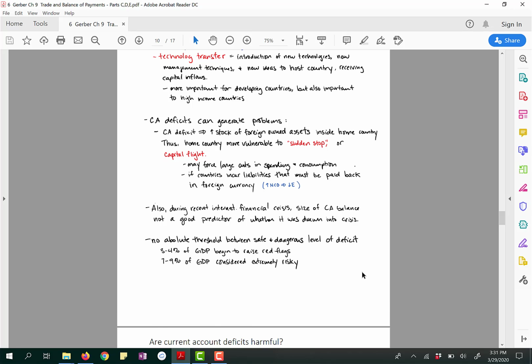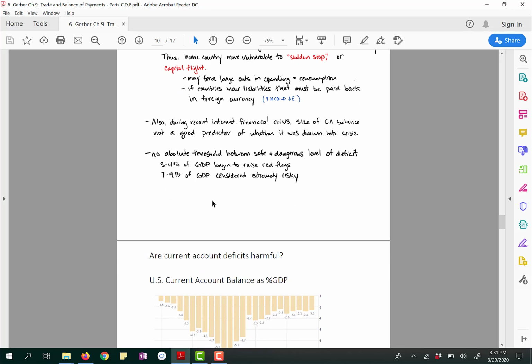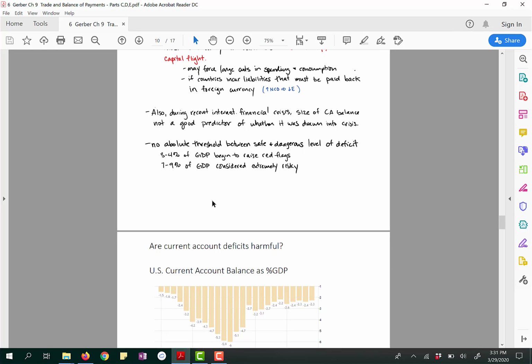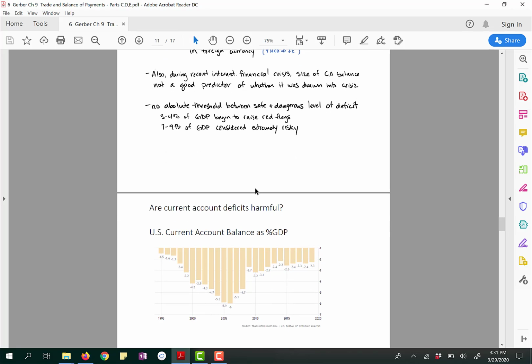There's no absolute threshold between safe and dangerous levels of a current account deficit, but there's some agreement that 3 to 4% of GDP begins to raise red flags, while 7 to 9% of GDP is considered extremely risky.